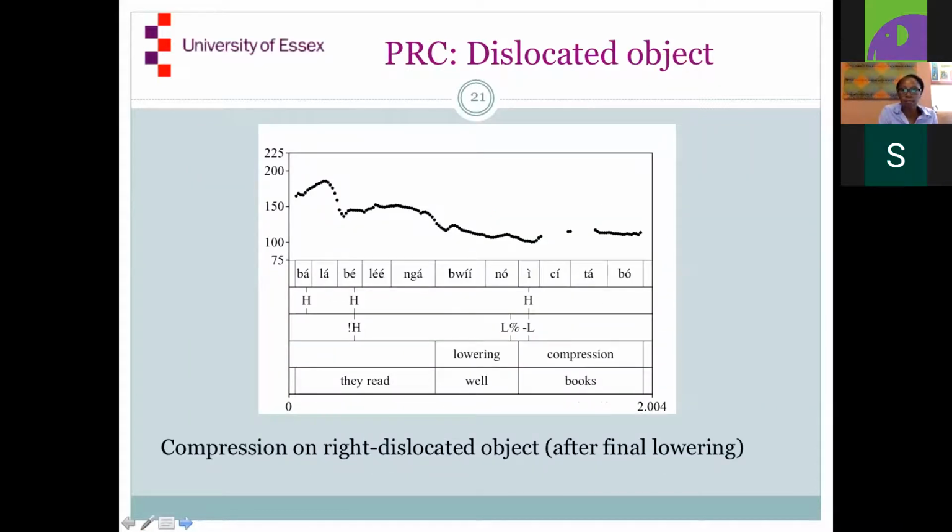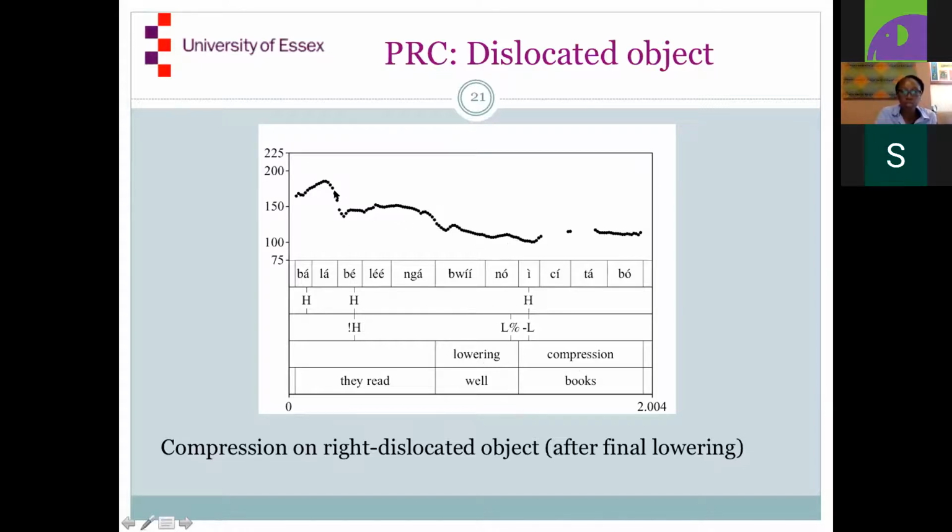Yes, this is the same thing, and here there is a dislocated object. So this object is outside of the main verb domain where the verb and the adverb are. Here it seems as if we are getting final lowering, the cursor, final lowering at the end of wino. And again, here we see a more gradual fall than we saw in the other instance. So this is a regular sentence where they read well is within the same phrase, and this is outside of it. This looks much more compressed than the wino does in this instance.